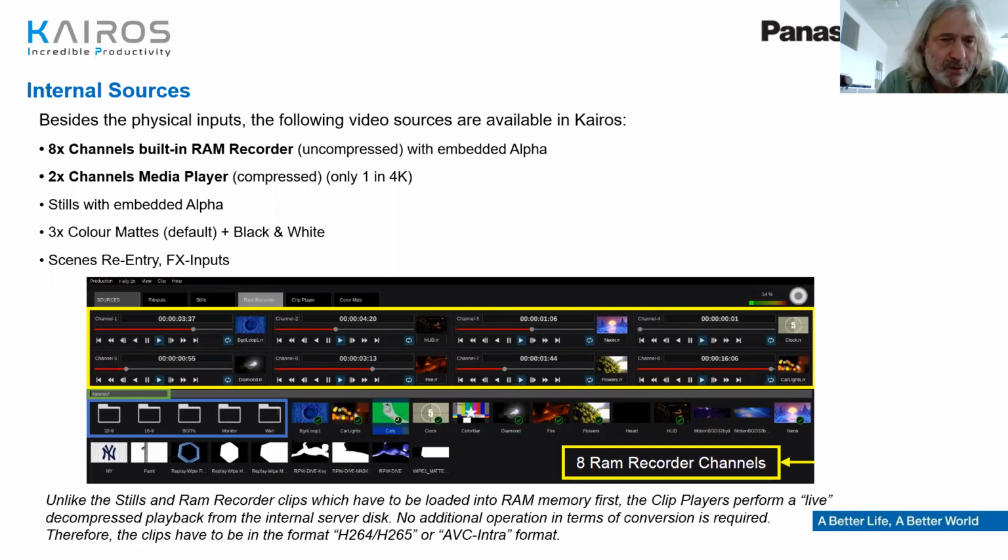And of course, we have the scene reentry, so what would be the equivalent to an ME reentry, and we have so-called effects inputs where we can pre-process videos, let's say for branding cross points, or put a lower third in, or put an over-the-shoulder box into it, or make a color correction to it and whatnot. All of this, those effects inputs can be used for.